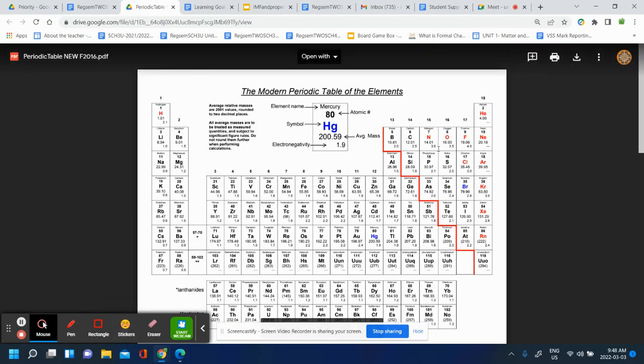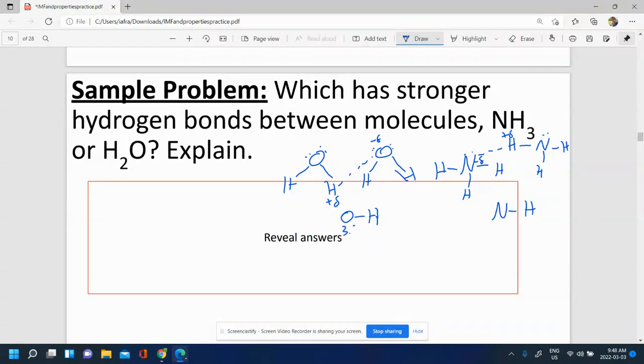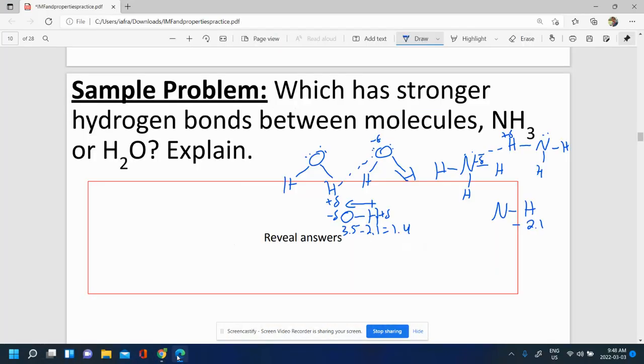So if we go to O, it's 3.5 and H is 2.1. So here we have 3.5 minus 2.1. That's a difference of 1.4 with the dipole going towards the O. For the NH, we have 3 for N and 2.1 for H, and so that's going to be 0.9. Still polar with our dipole going towards the N.